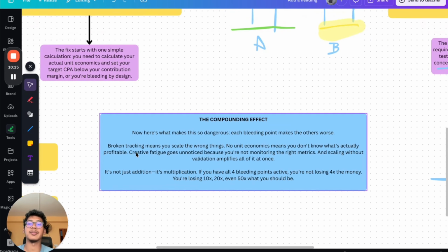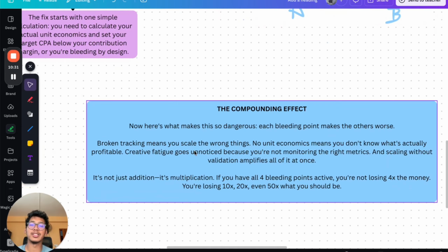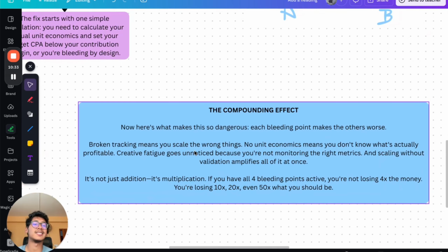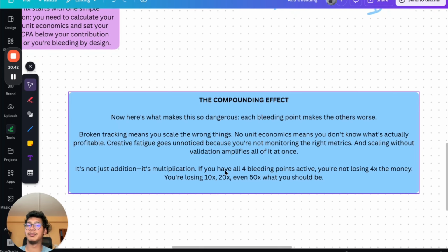So broken tracking means you can scale the wrong things. No unit economics means you don't know what's actually profitable. Creative fatigue goes unnoticed because you are not monitoring the right metrics, and scaling without validation amplifies all of it at once. It's not just an addition, it's a multiplication. If you have four bleeding points active, you are not losing four times the money. You're losing maybe even 10 times, 20 times, or even 50 times, right?